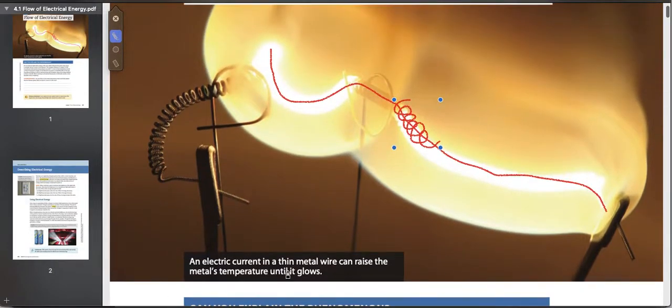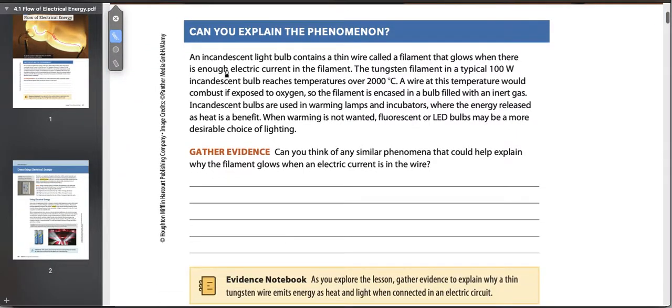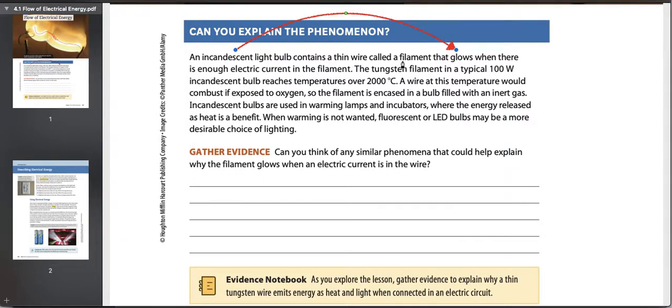It says an electric current in a thin metal wire can raise the metal's temperature until it glows. Can you explain this phenomenon? An incandescent light bulb, incandescent means, by the way, that it glows, contains a thin wire called a filament that glows when there's enough electric current in the filament, and we're going to talk about what electric current is. The tungsten filament in a typical 100-watt incandescent bulb reaches temperatures over 2000 degrees C. Tungsten, by the way, is an element on the periodic table.